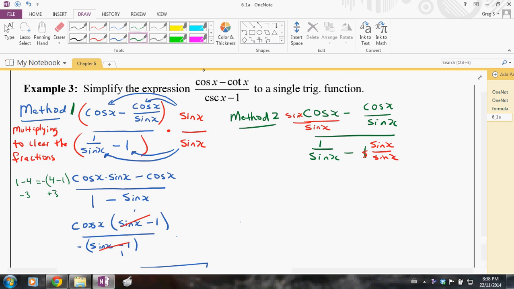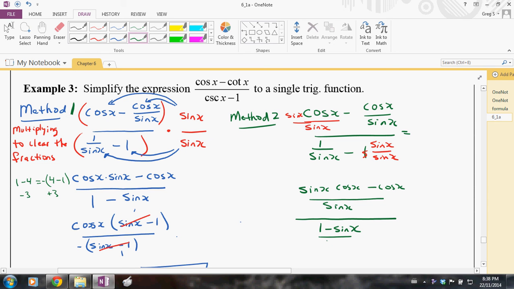So my next line, my numerator will be sine x cos x minus the cos of x all over the sine of x, divided by 1 minus the sine of x all over the sine of x.